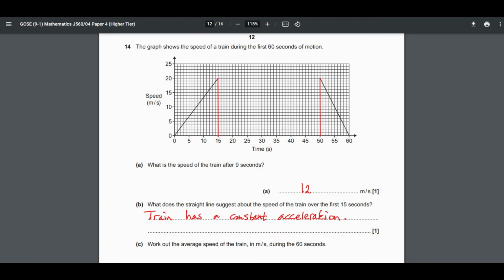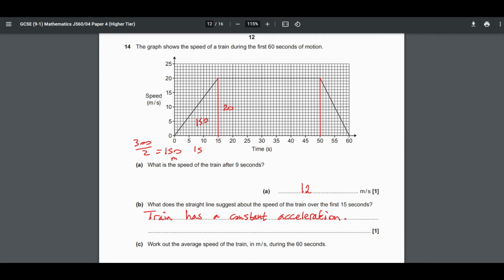And all you need to do now is find the areas of each of these shapes and then add them together. So the area of the first triangle is 15 multiplied by 20 and then divide that by 2. 15 times 20 is 300 and 300 divided by 2 is 150. So that's 150 meters for this distance here.